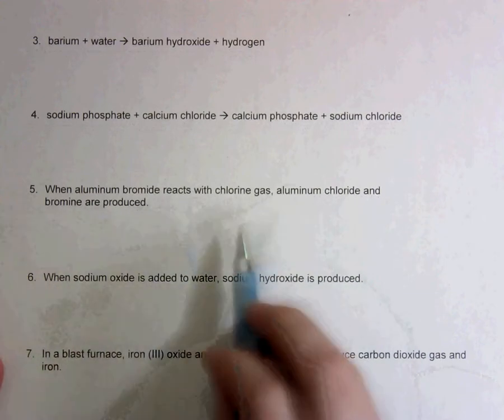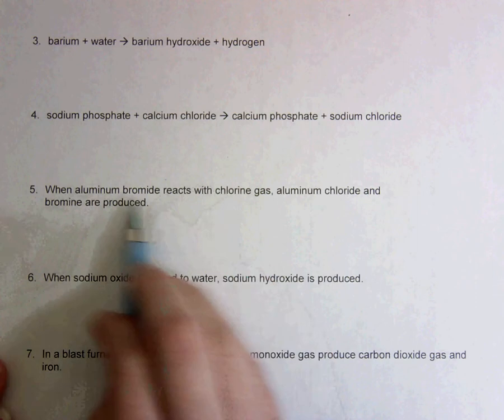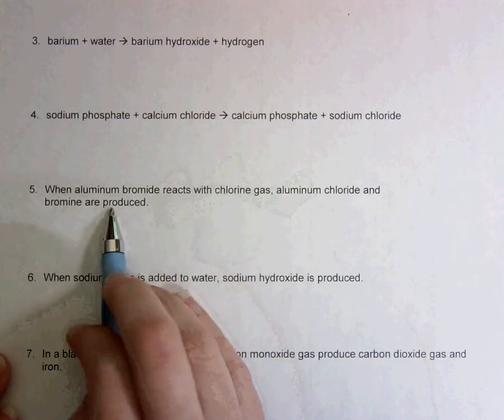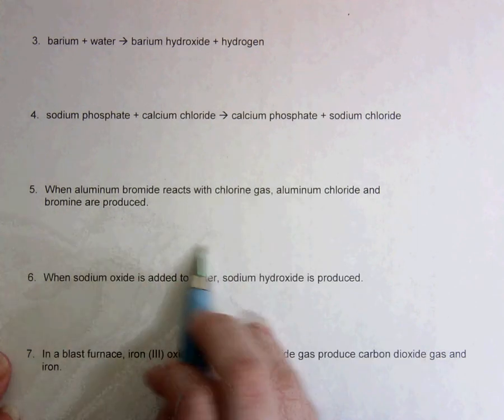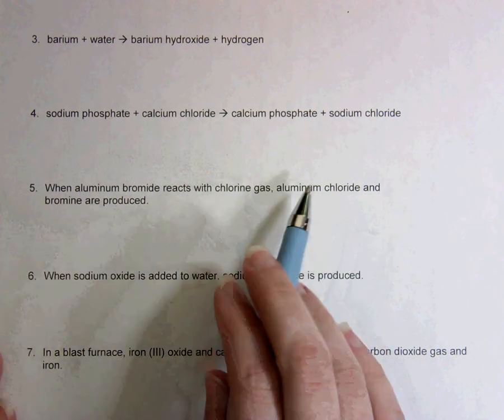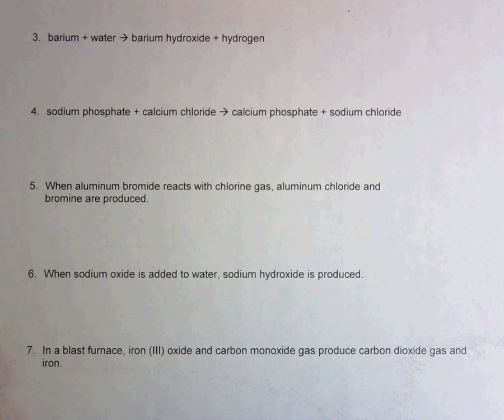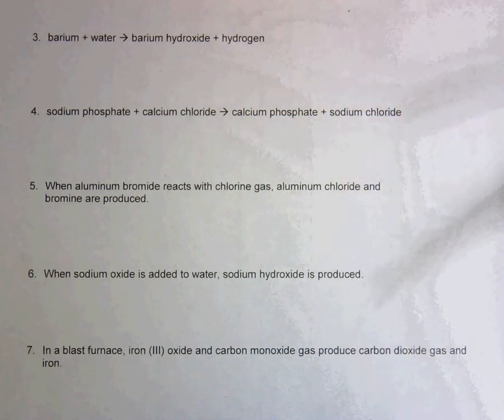When you get down to number 5, it looks like it gets harder. It doesn't really, right? It just says when this reacts with this, so this plus this, this and this are produced. So yields, right, a little arrow, this and this. So it's no different, it's just as a sentence instead of written out as an equation. All right?